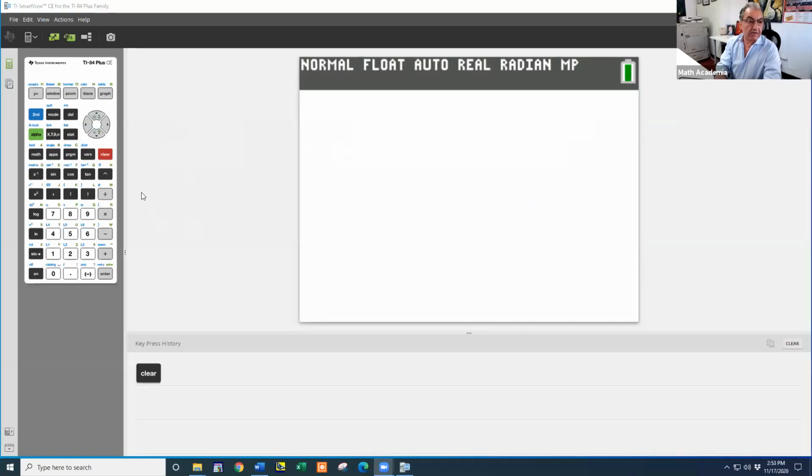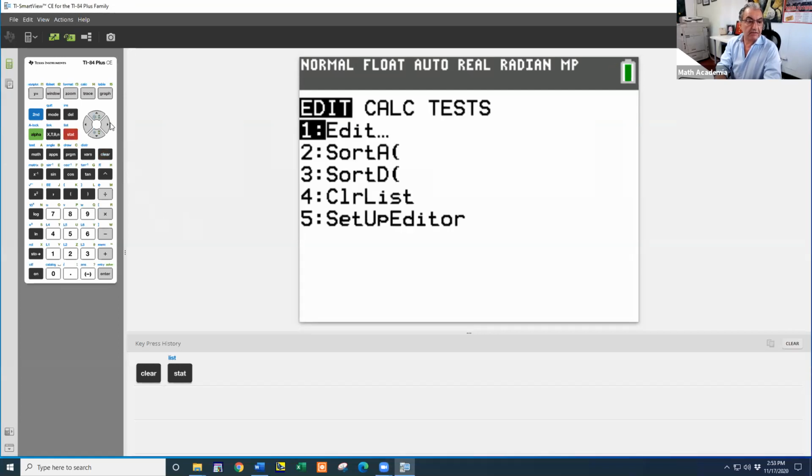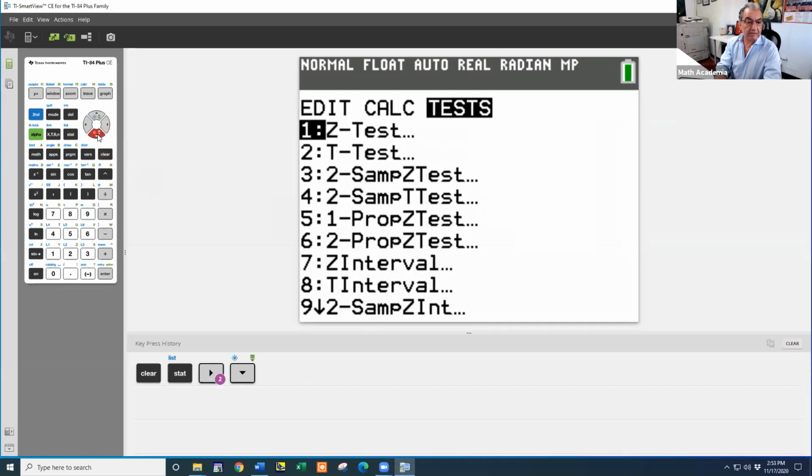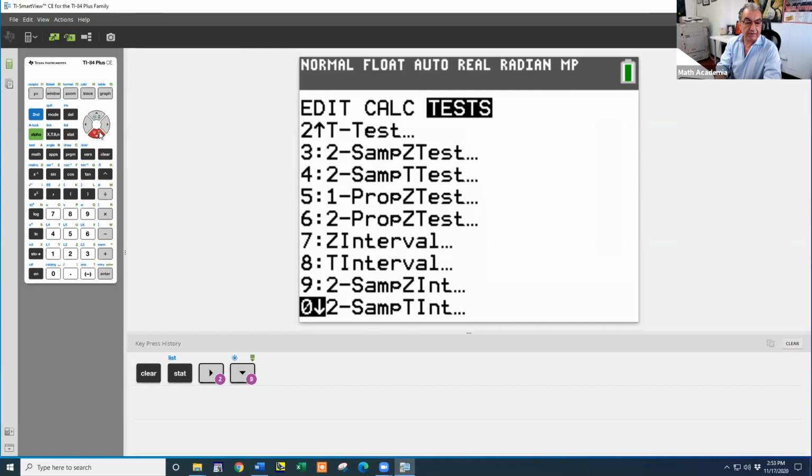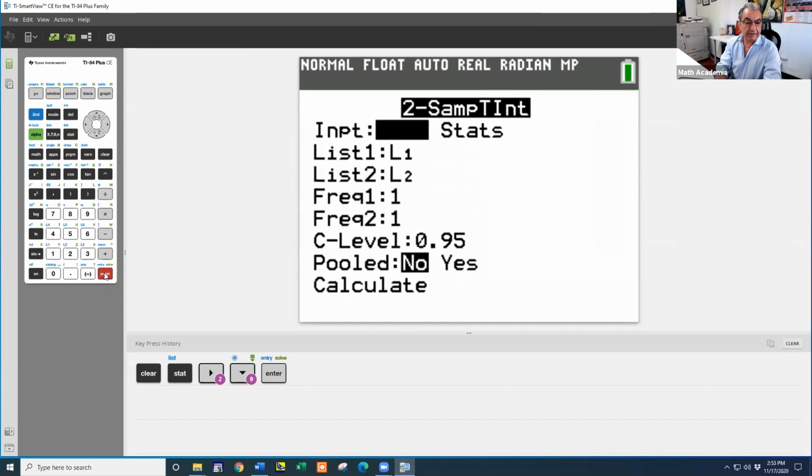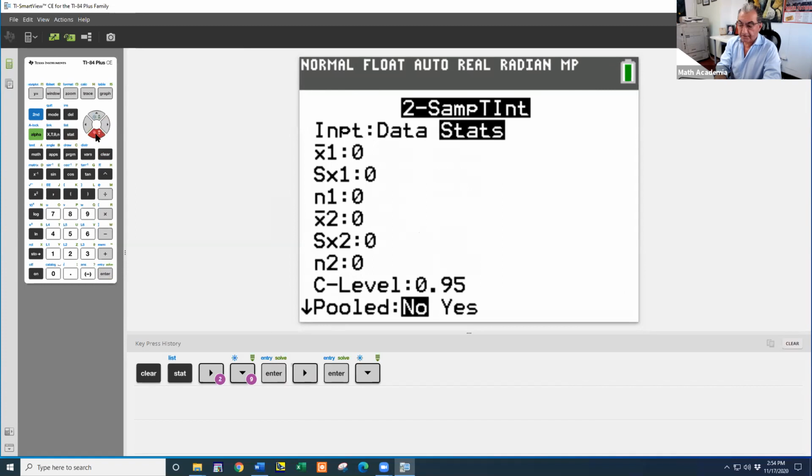So let's try this one. We said we're going to go to stat, and then we're going to go to test, and then we're going to go to 0, two sample t interval. Now, data, we don't have data, we just have stats. So enter that, and here x bar 1 is given to be 19.4. S sub x1 is given to be 1.4.